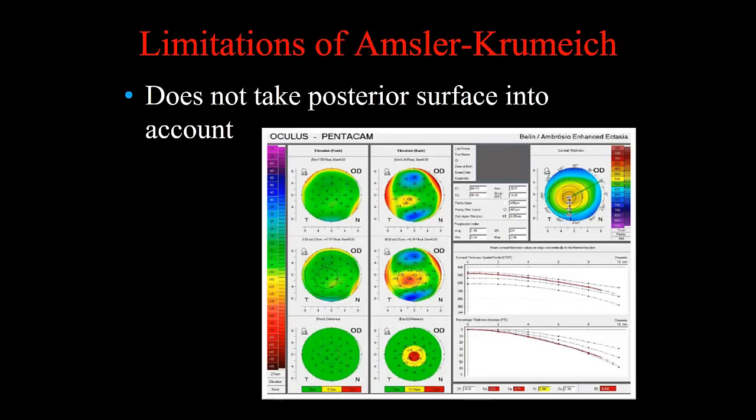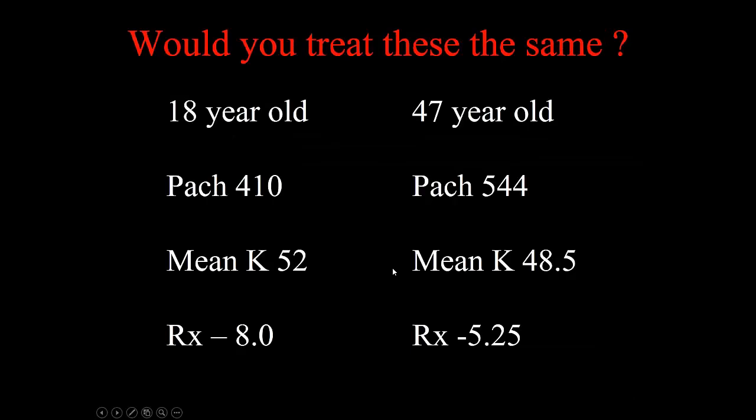What's the other limitation? It completely ignores the posterior surface. This is a completely normal anterior surface. This is an ectatic posterior. This is a highly abnormal cornea that would be missed on Amsler-Krumeich. More so, it's been an impediment to us ever trying to figure out how to treat our patients, who to do rings on, who to cross-link, who to do DALK on.